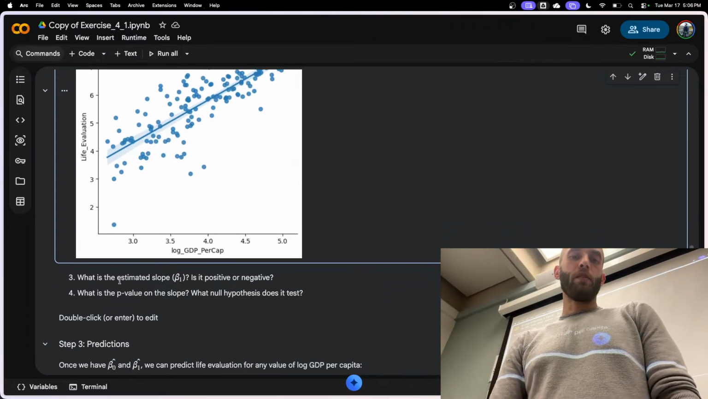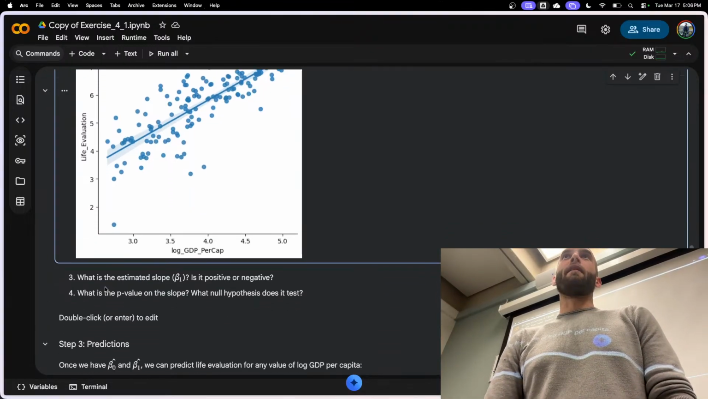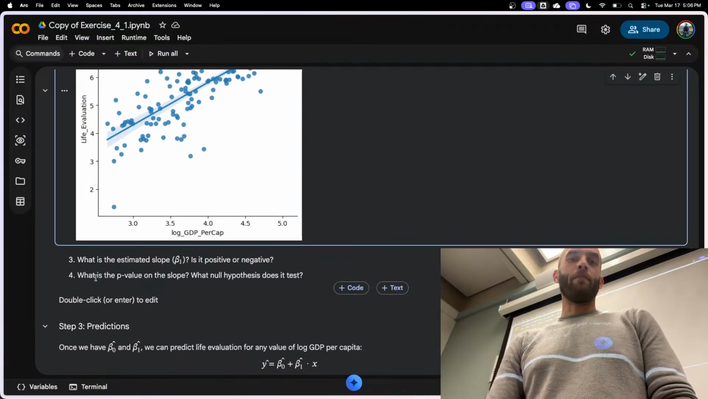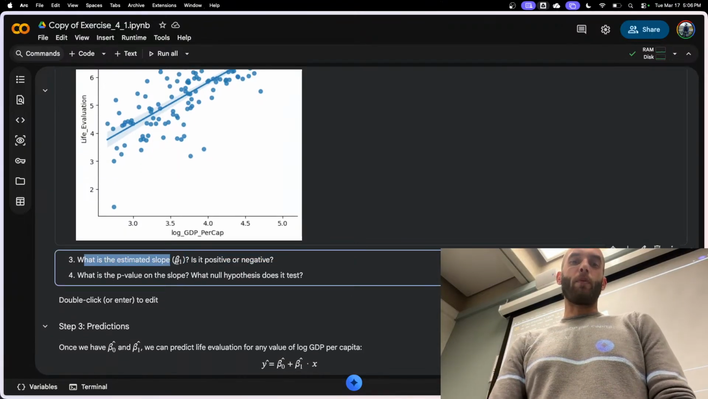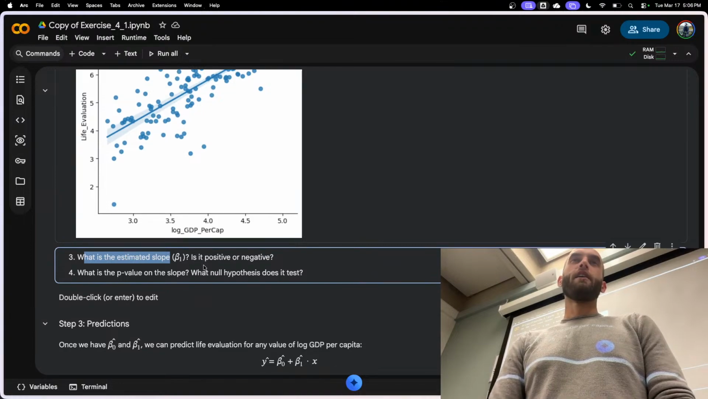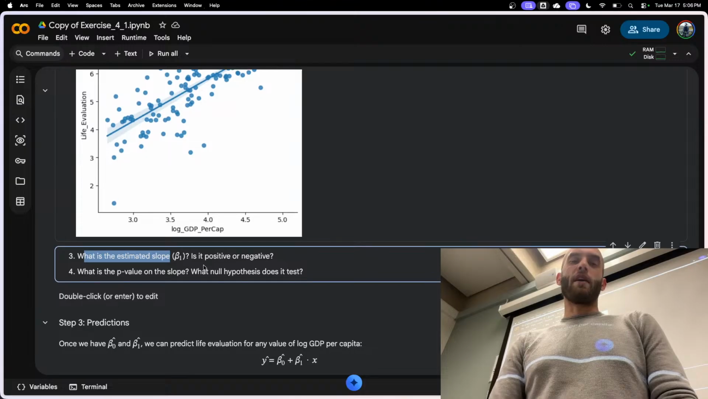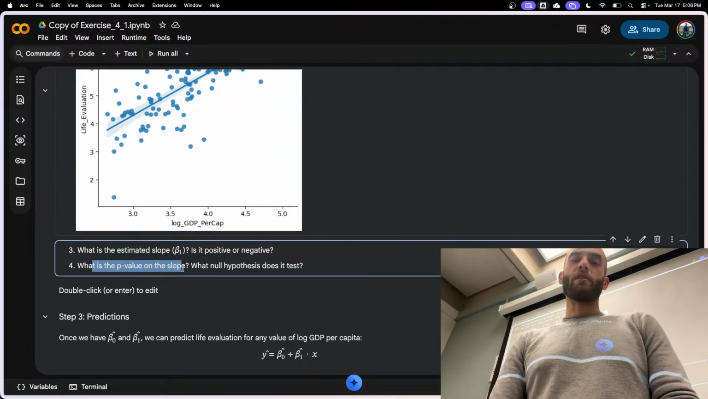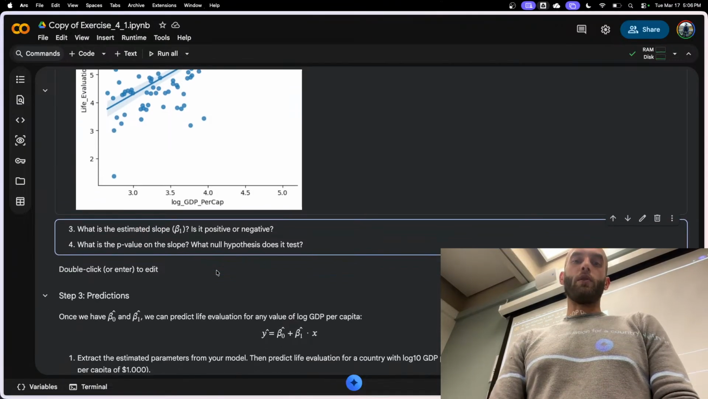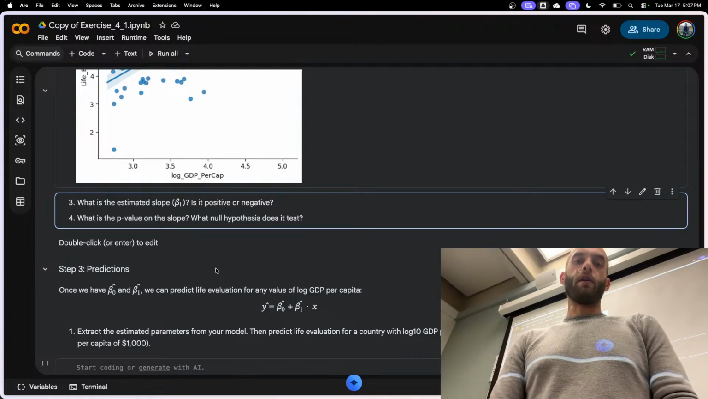Okay, so then you can answer these questions. For the sake of time, I'm not going to do it. What's the estimated slope beta 1? Is it positive or negative? Well, we got the estimate. It's roughly 1.5, so it's definitely positive. What's the p-value on the slope? It's pretty close to 0. And what's the null hypothesis for this test?